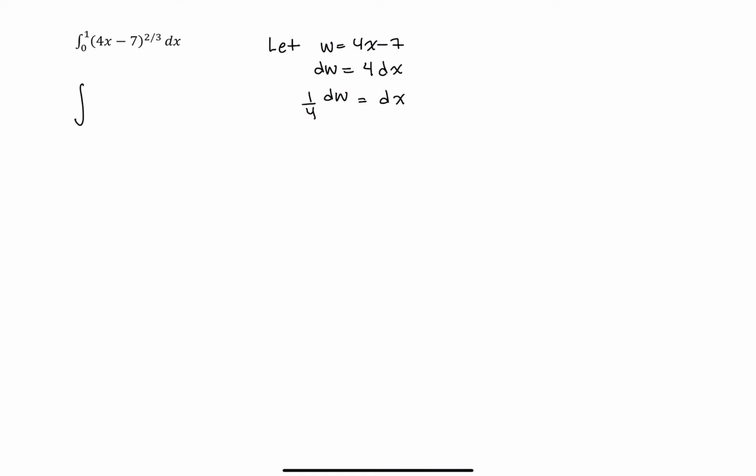So I'm going to go ahead, and to make it really clear, let me brighten this up with a different color here. 1/4 dw. So I have my 1/4 here and my dw. And in these parentheses where I used to have 4x minus 7, I now just have my straightforward w.